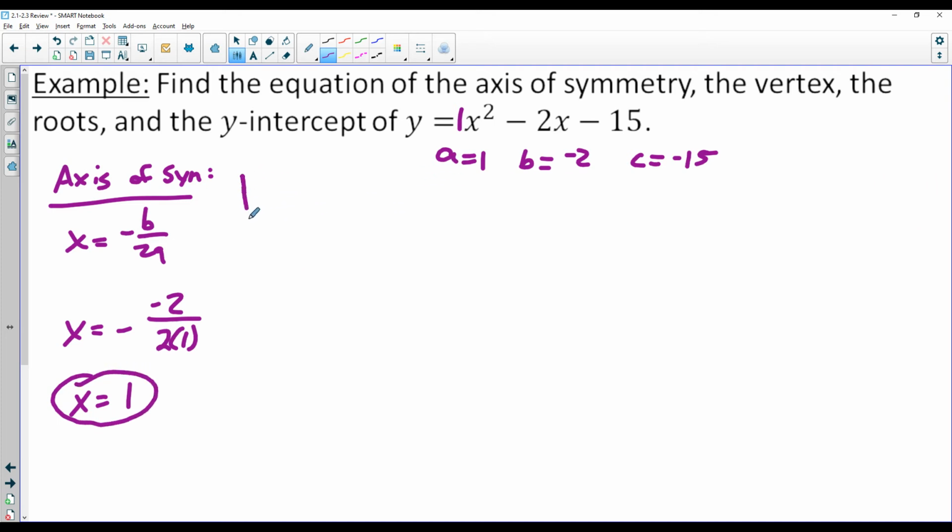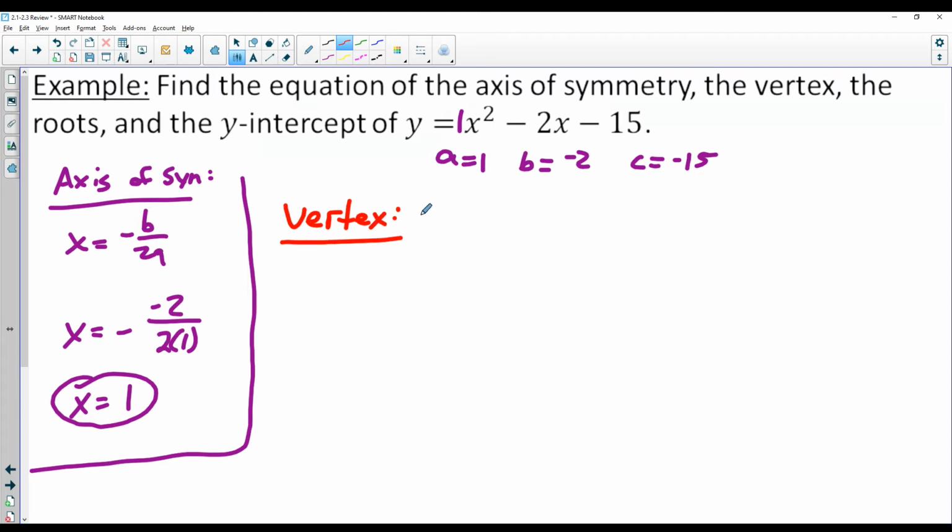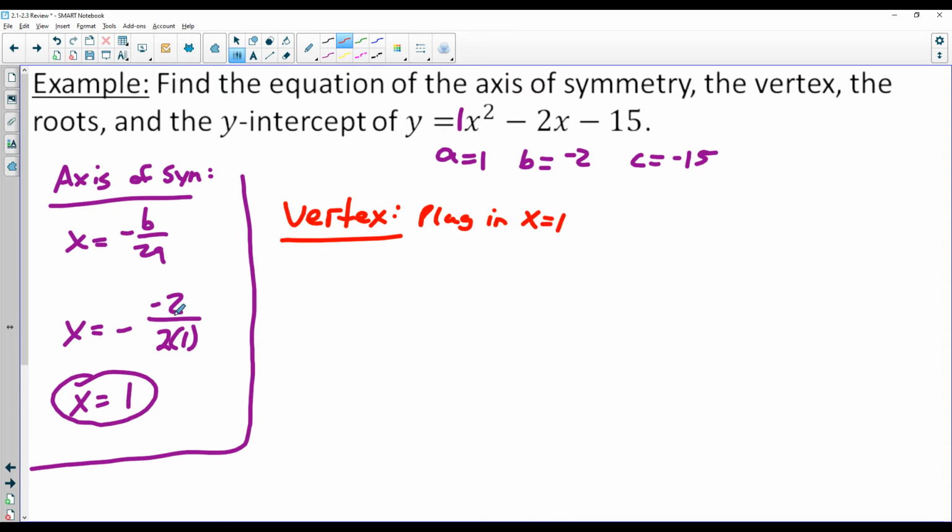Let's do our vertex now. Maybe I'll do it in a different color. Now our vertex, we're going to plug in x equals 1. So we have y equals, wherever I see an x, I'm putting a 1 in parentheses because I'm plugging in 1 to the equation. So we have y equals 1 squared is 1, 2 times 1 is just 2, and then minus 15.